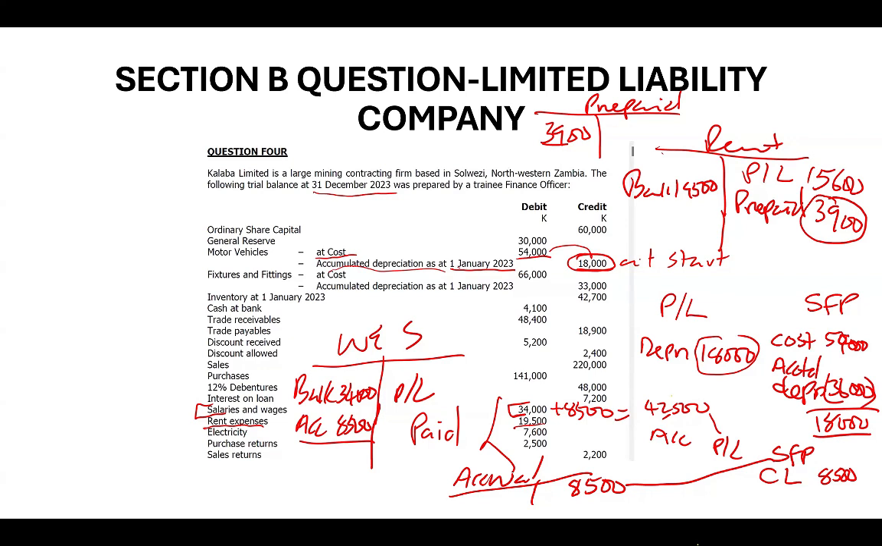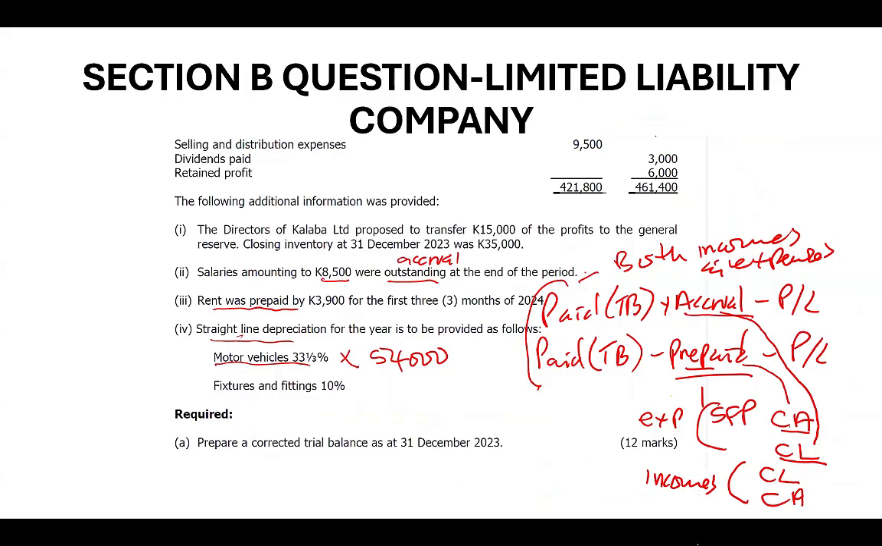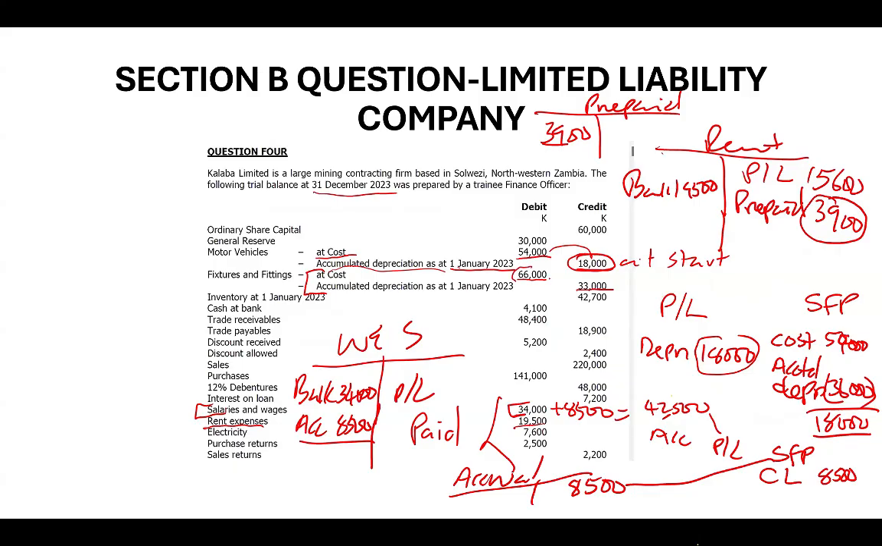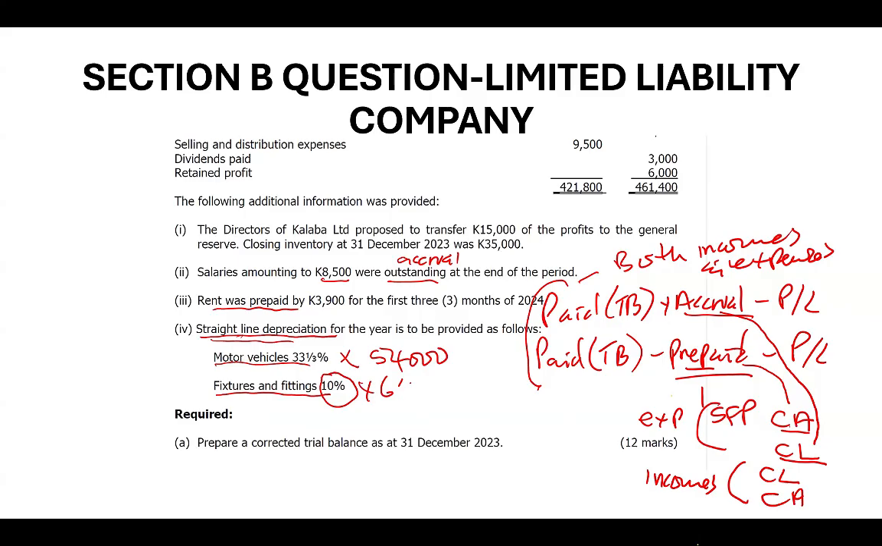Okay. So if we are to look at this other non-current asset here, fixtures and fittings, it has a cost of 66 and accumulated depreciation of 33. Then when you go to additional information, you are told the straight line depreciation to be provided, fixtures and fittings 10%. So when you are told straight line, meaning this percentage must be applied on the original cost of the asset. So in this trial balance, the original cost of the asset is 66. So what it means is that here, 10% on 66, we have 6,600. This will go as an expense in the profit or loss for the year ending 31st December.